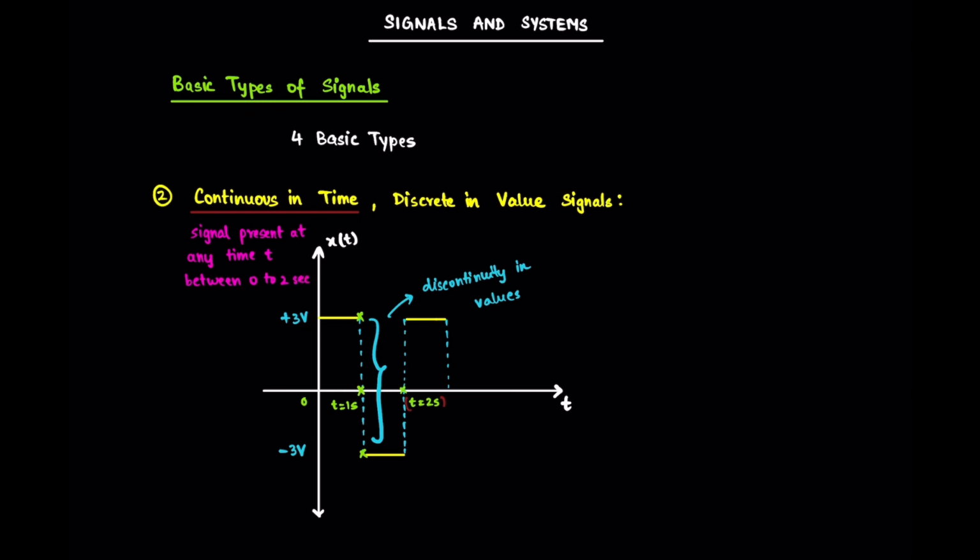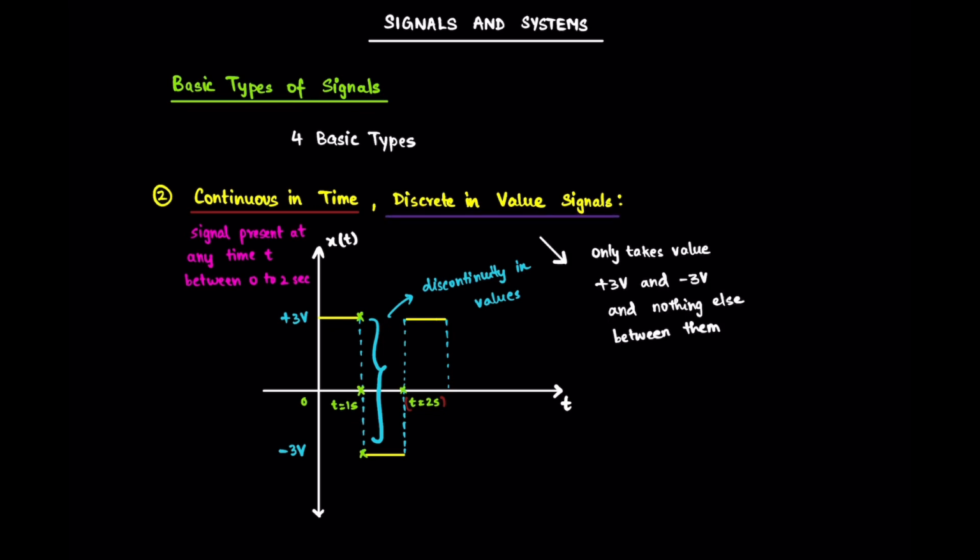But if we talk about the value of the signal, the only value that the signal takes is plus 3 volt and minus 3 volt. We can't see plus 2 volt, 1.2 volt, minus 1.2 volt, anything. So between plus 3 volt and minus 3 volt, no value is taken by the signal. It only takes plus 3 volt and minus 3 volt at different instances of time. Therefore, we can tell that this signal is a discrete valued signal.